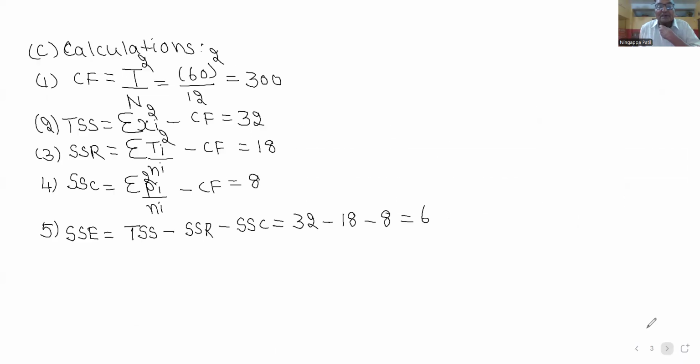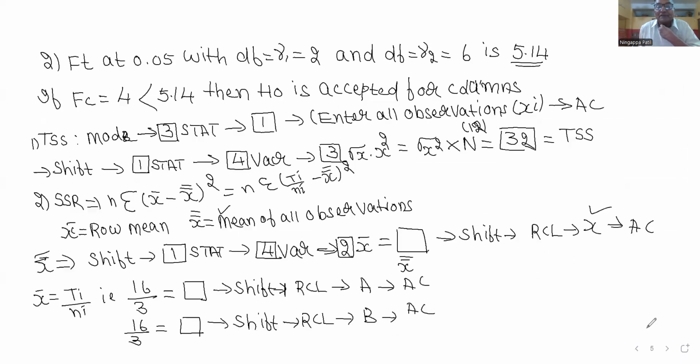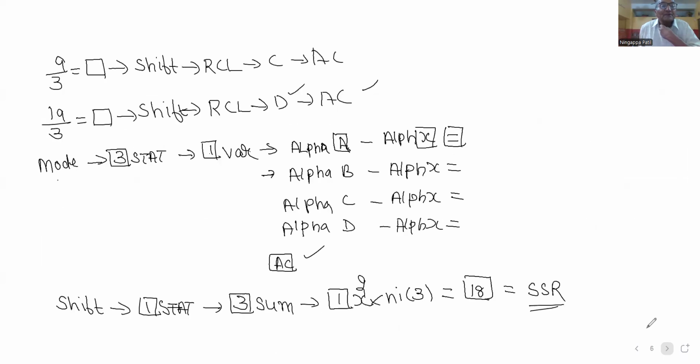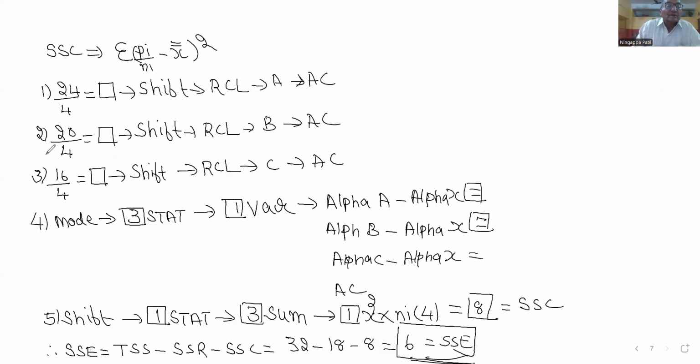Okay, look here, I am going to show you the same thing in calculator notation. See here, 24 upon 4 equal to, button, shift RCL A. It means I stored this mean value in letter A, and AC button. And 20 upon 4 equal to, button, whatever you are getting, store in letter B, AC button. And 16 upon 4 equal to, button, and store this value in letter C, and AC button.